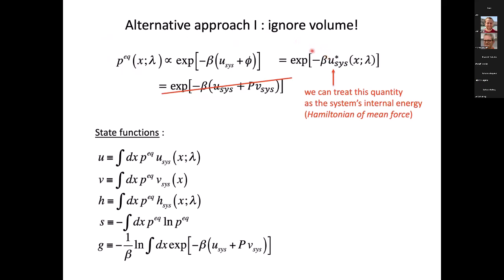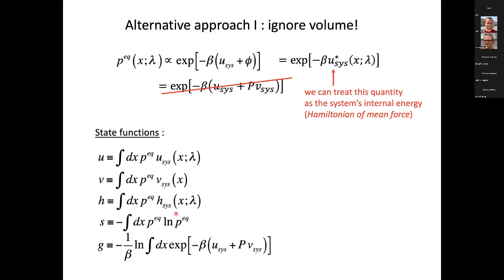And now this looks like an ordinary Boltzmann factor, but with a kind of renormalized energy. So we can now say, let's treat this as a kind of system's internal energy. It's not just the bare internal energy, but it's somehow the internal energy plus some modifications due to coupling to the surrounding environment. But looking at this, it looks like a Boltzmann factor, so maybe it makes sense to think of this as an internal energy. This quantity is actually often called the Hamiltonian of mean force, for reasons that I'm not going to go into. But let's just think of it as a kind of effective free energy for the system.